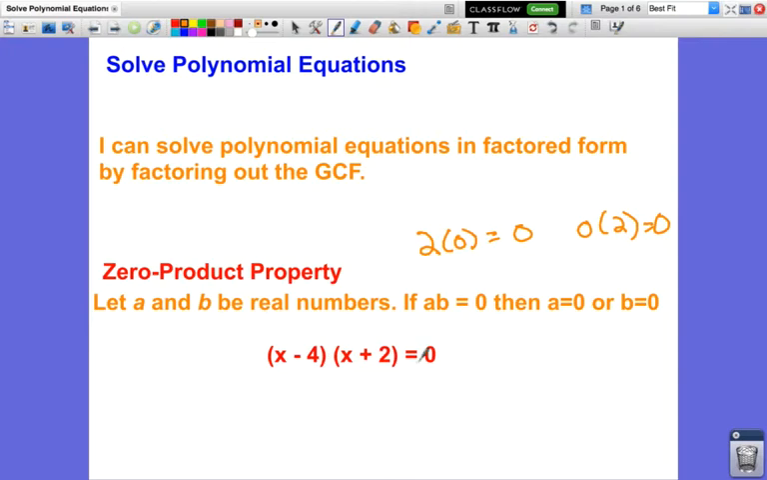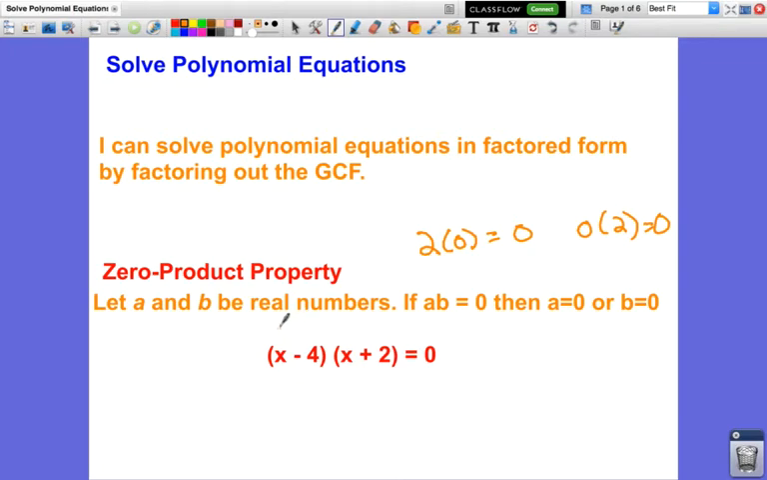So we're going to bring that down here. When I have a multiplication problem, I have x minus 4 times x plus 2. If I multiply these, this should be equal to 0. This is an equation, and I want to solve for x. I want to know what x can be to make this equation true.